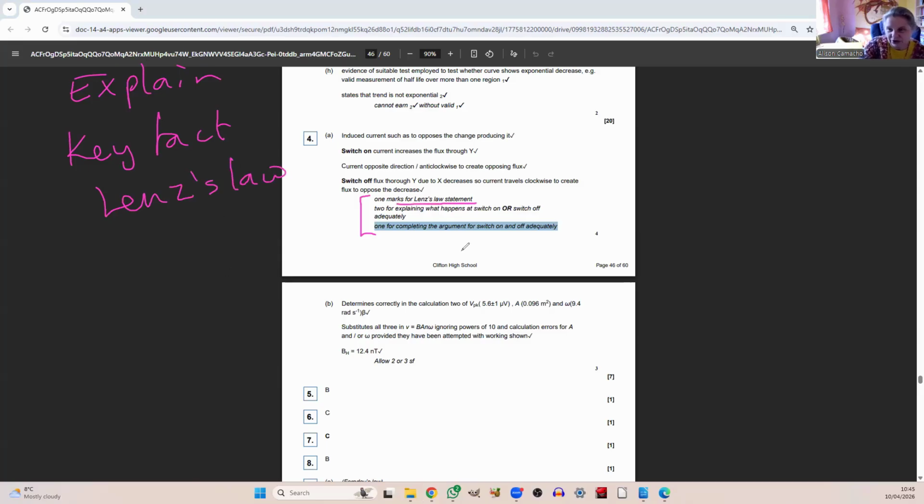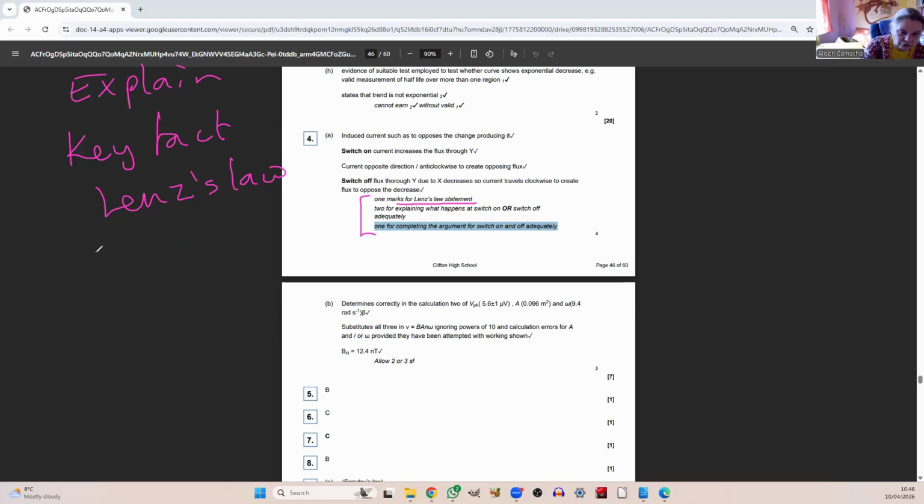statement, which I don't think you can do with, well, I like using the equations, and you can't state Lenz's law without Faraday's law, but the Lenz's law bit. Can you see? I did caution you from explaining Faraday's law. I'm not explaining that here. So you had to state Lenz's law, and then two for explaining what happens at the switch. So what happens when you switch it on or when you switch it off.